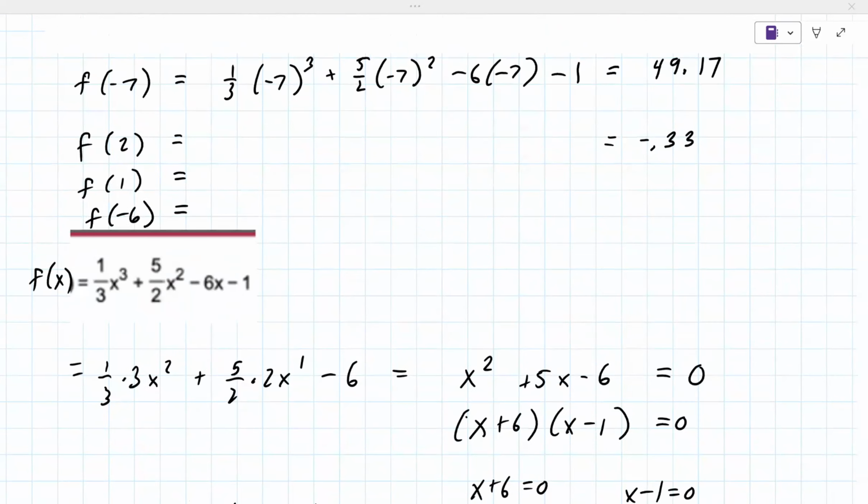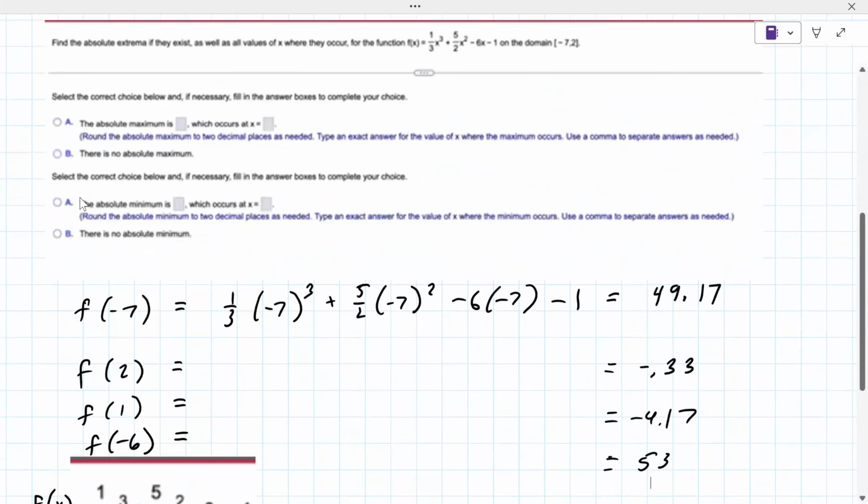So we got to go back and do more calculating here. So at 1, I get minus 4.17. At -6, I get 53. Right. So now we can actually figure out the answer. Like you have to do all that to be able to fill in these boxes up here as appropriate.